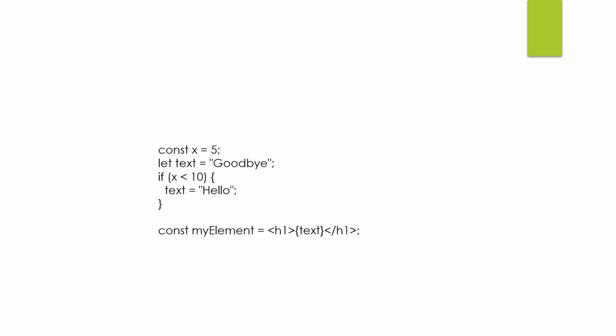So that can be represented like this. Constant x is initialized to 5. Let text is equal to goodbye. And we will check the condition. If x is less than 10, then text is initialized to hello. So whenever you call this component, the output will be, because 5 is less than 10, hello will be printed.